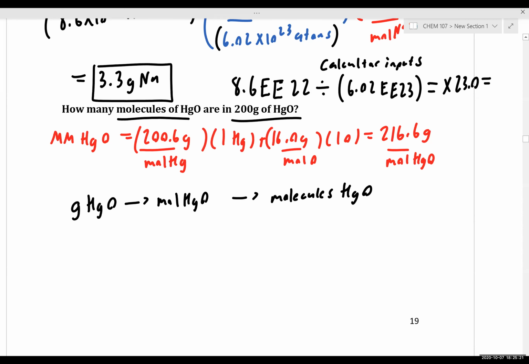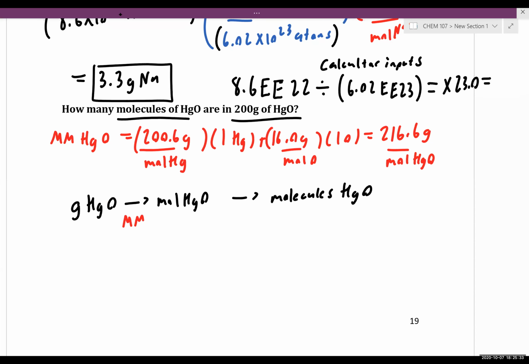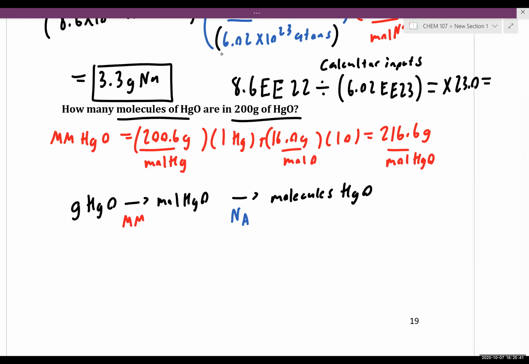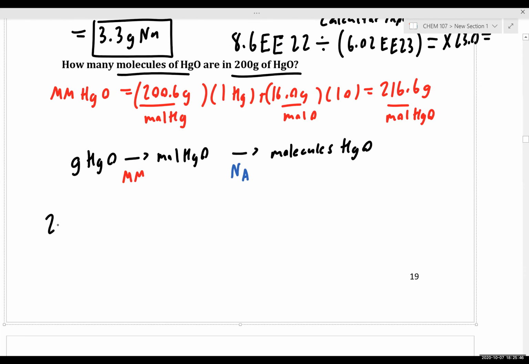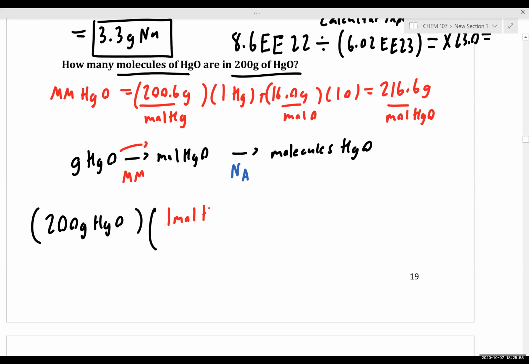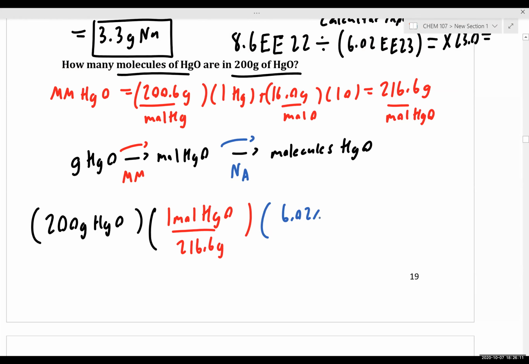So once we have that established, we're now going to figure out what conversion factors we need. So to go from grams to moles, we're going to use our molar mass. And to go from moles of mercury oxide to molecules, we're going to use Avogadro's number. So then let's execute on that. So if we have 200 grams of mercury oxide, to go from grams to moles, we're going to want units of moles on top. And in 1 mole of mercury oxide, we have 216.6 grams. To go from moles to molecules, we know that we have 6.02 times 10 to the 23rd molecules of mercury oxide in 1 mole.